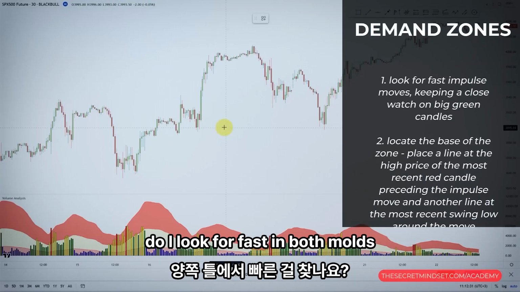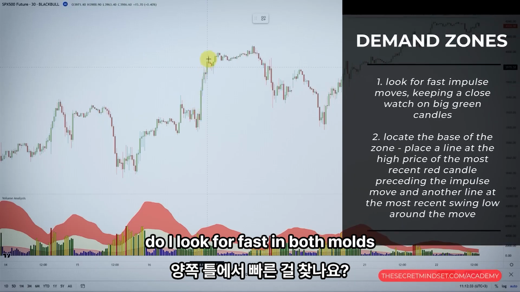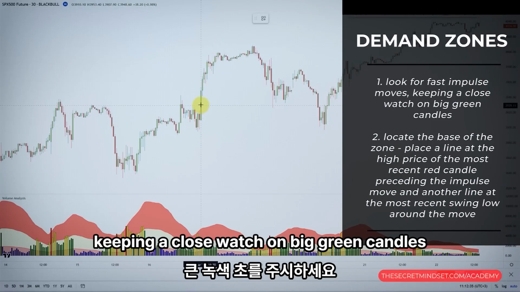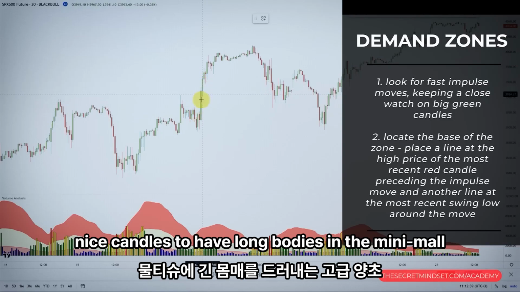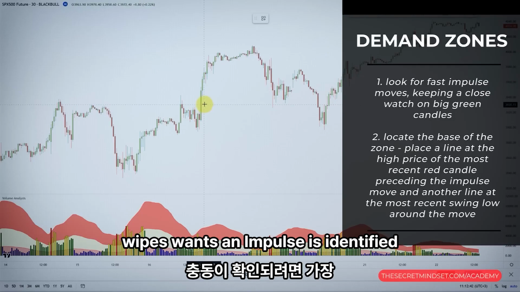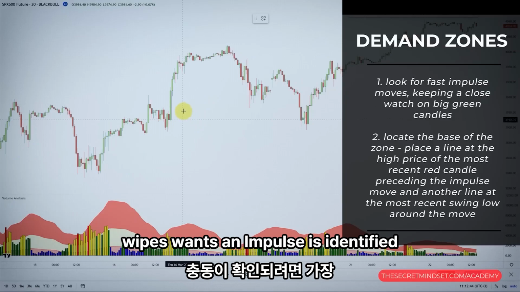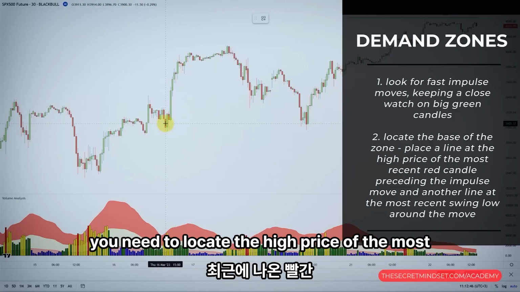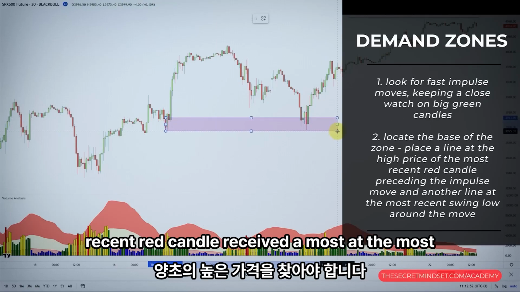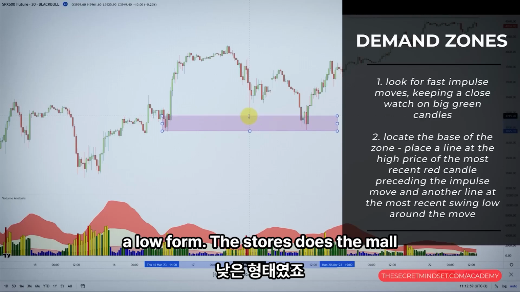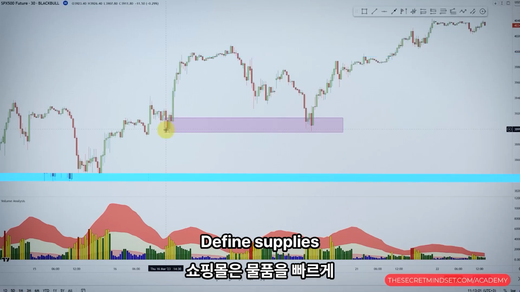To identify demand zones, look for fast impulse moves, keeping a close watch on big green candles. These candles should have long bodies and minimal wicks. Once an impulse move is identified, you need to locate the base of the zone. Place a line at the high price of the most recent red candle preceding the impulse move, and another line at the most recent swing low formed at the source of the move.